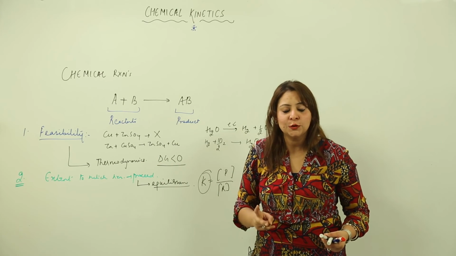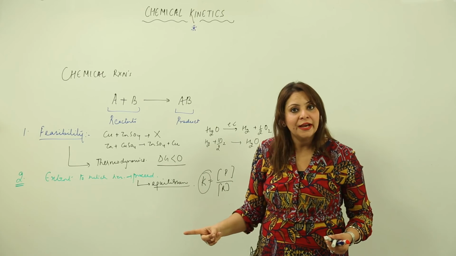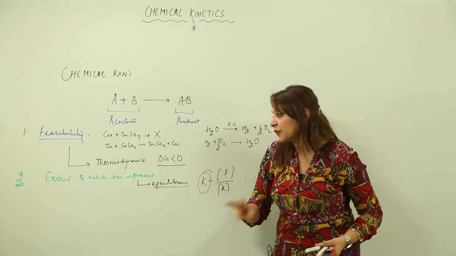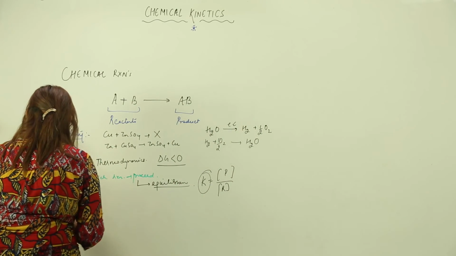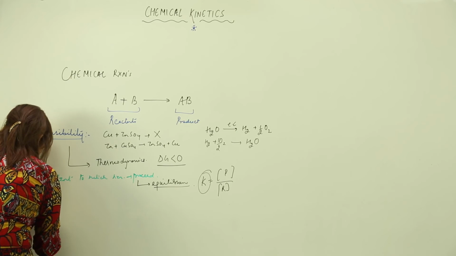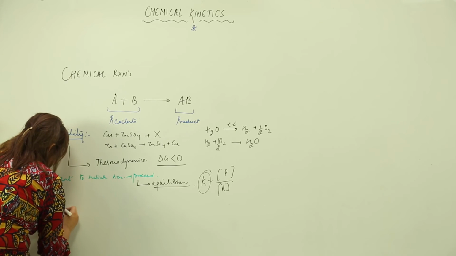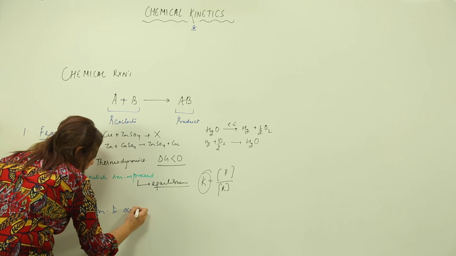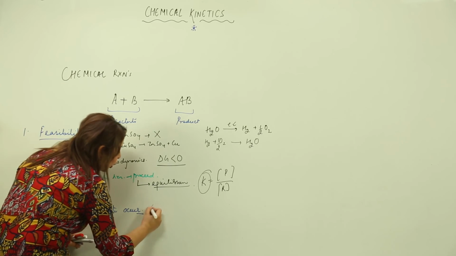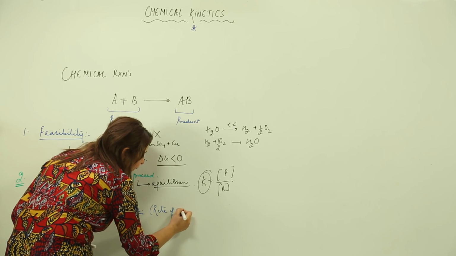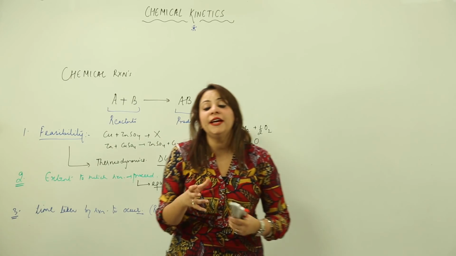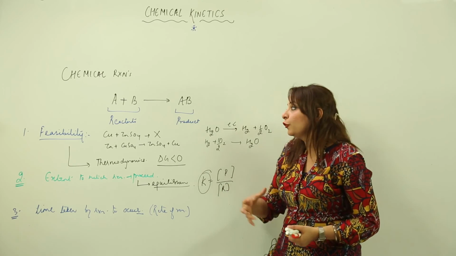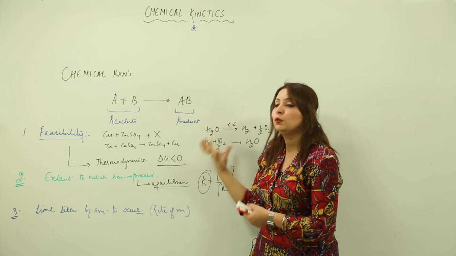When we are studying any chemical reaction, first is feasibility, that we should know whether the reaction is going to take place or not. Second is the extent to which the reaction will occur. Third, our major area of concern is the time taken by the reaction to occur, and this is called the rate of reaction. So our third concern is the rate of reaction. That means how much time will be taken for the reactants, that is A and B, to get completely converted into AB.